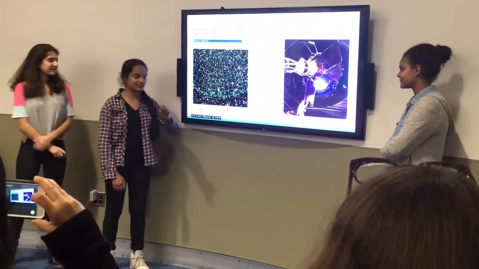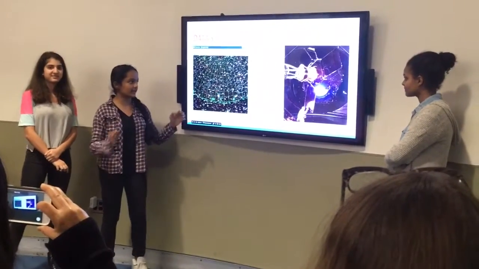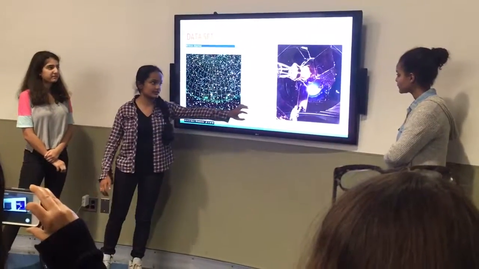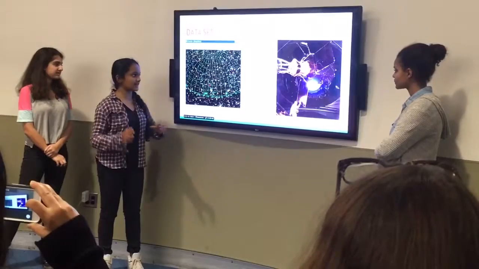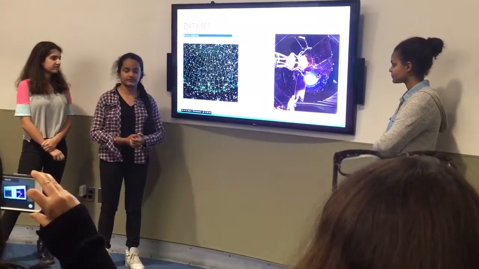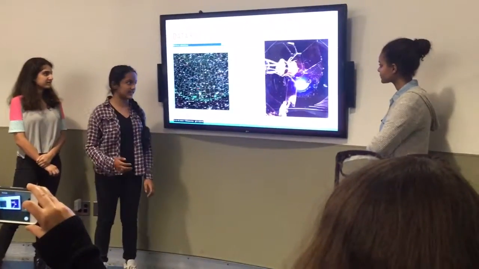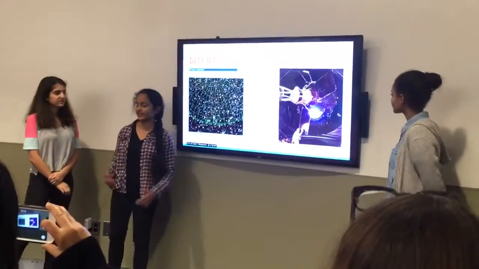Just a few quick words on our data set. It's the Hipparcos star catalog from a mission that went out in 1992, and it's a very high precision catalog, so lots of information about more than 118,000 stars, so we had a lot of data to work with.